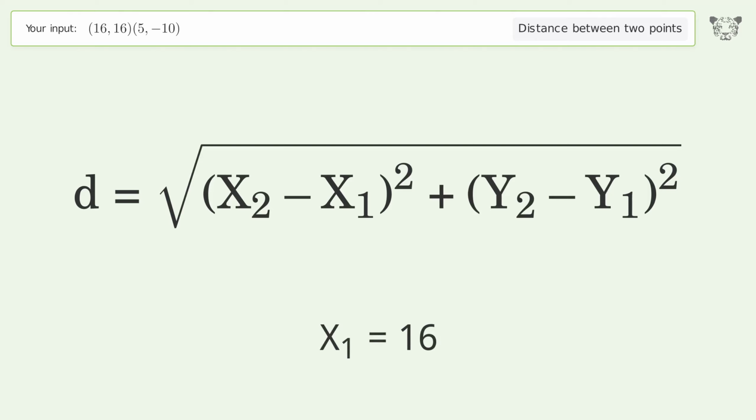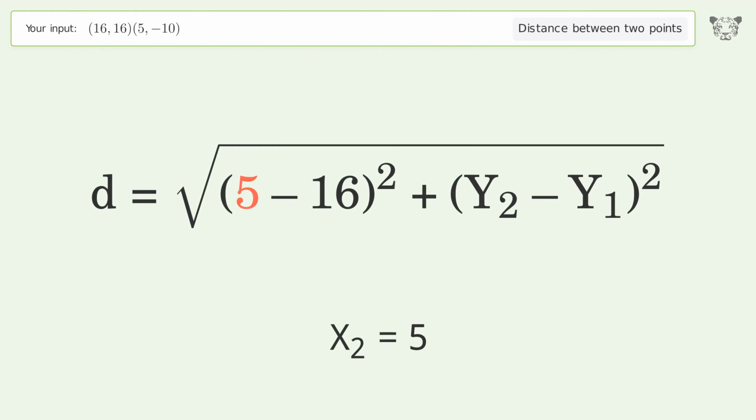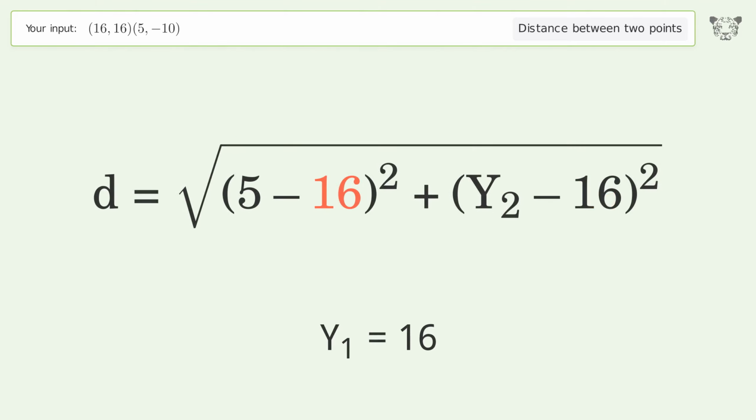x1 equals 16. x2 equals 5. y1 equals 16. y2 equals -10.